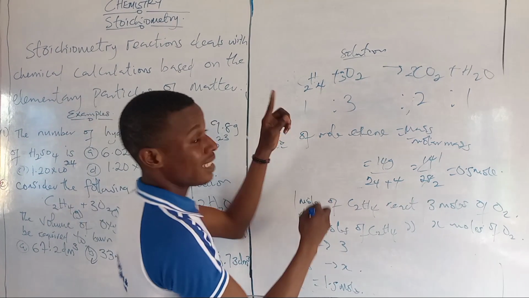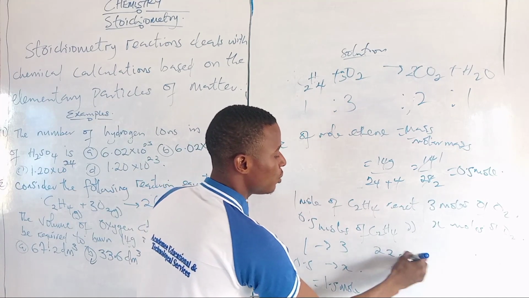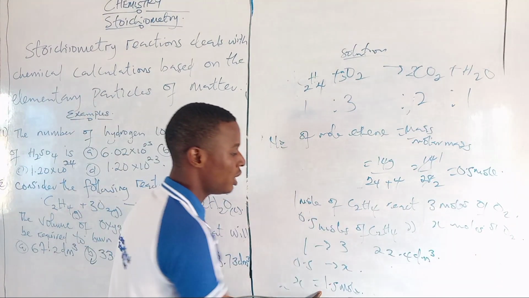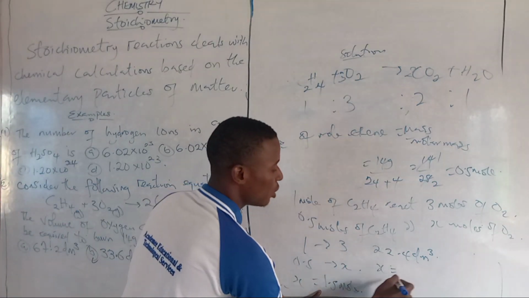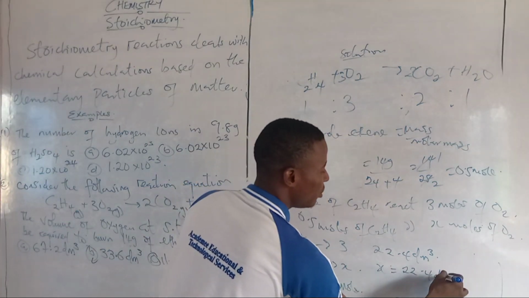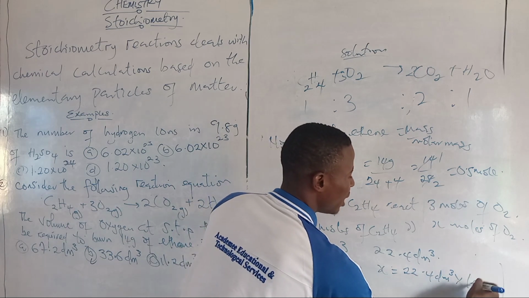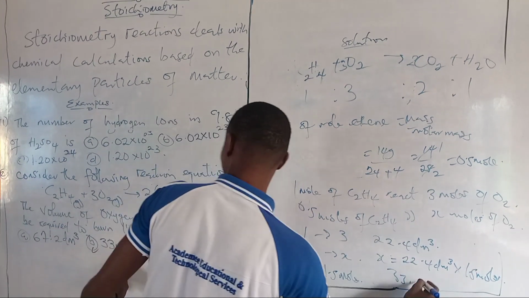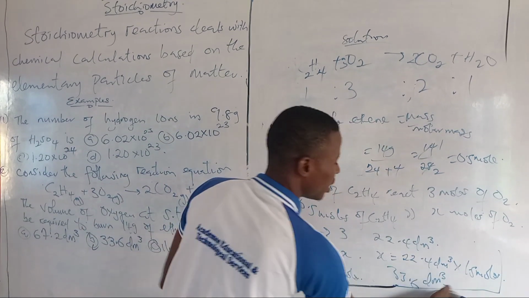But they said at STP, 1 mole of any gas at STP is 22.4 dm3. Just multiply this straight with 22.4 dm3. So x is equal to 22.4 dm3 times 1.5 moles. So the final answer will now give us 33.6 dm3. Thank you.